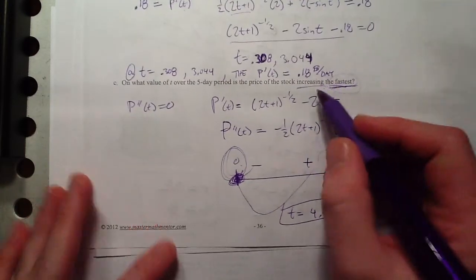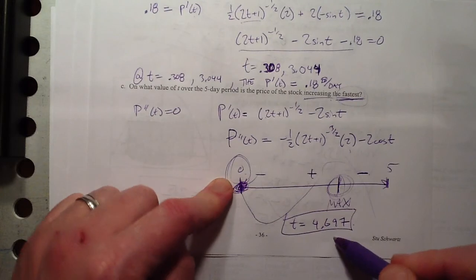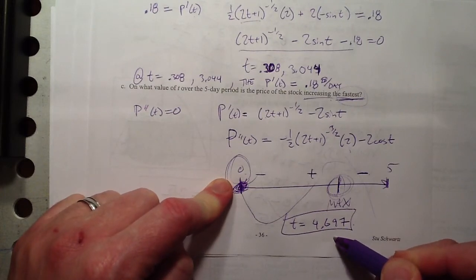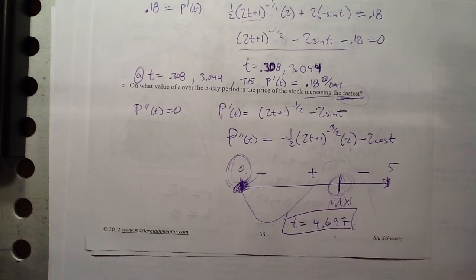Where would you check them? We're trying to find the biggest increase, so you would plug those values back into our derivative and see which one gives you the biggest value. I think probably it's this. But you can check that yourself. All right.